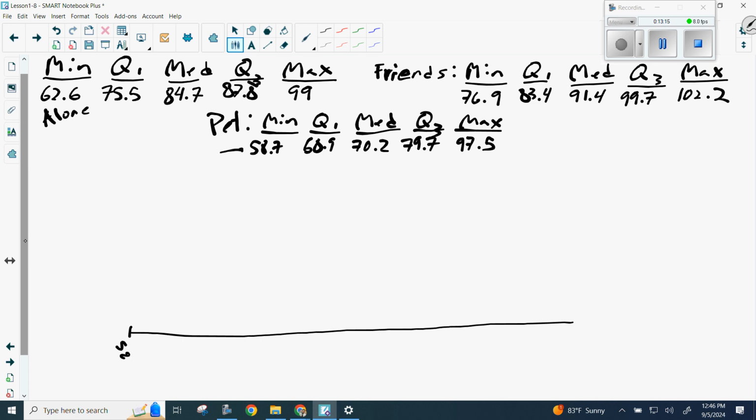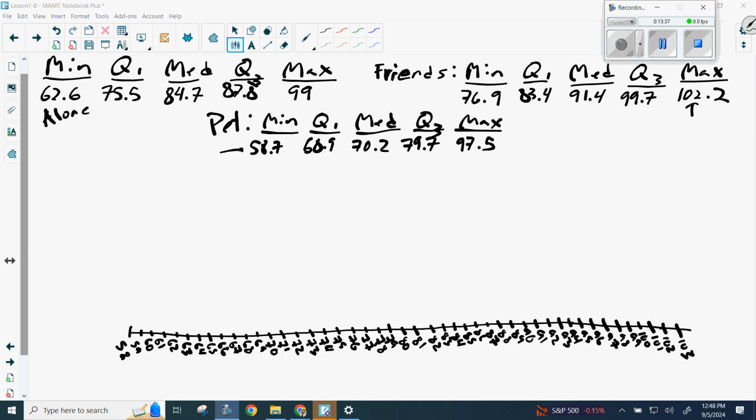Then I'm going to draw out. We're going to go all the way up to our maximum value for all 3 distributions, which is 102.2. So my last one over here is going to be at 103. I'm going to go ahead and just put in those lines real quick. All right, so there we go. I have drawn my axis and scaled it. Our lowest value is 58. Our highest value is 103.